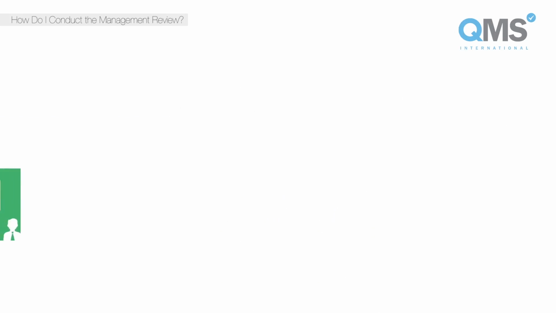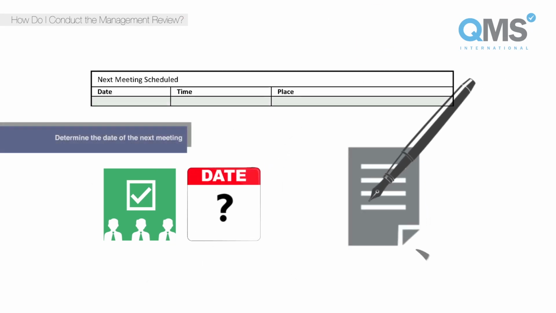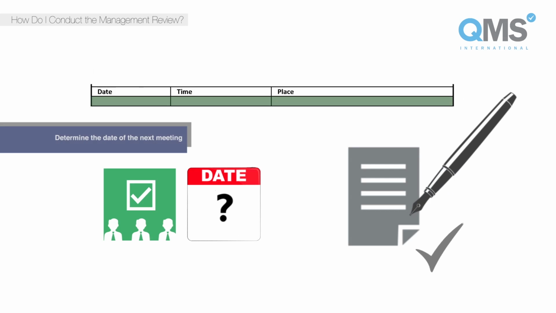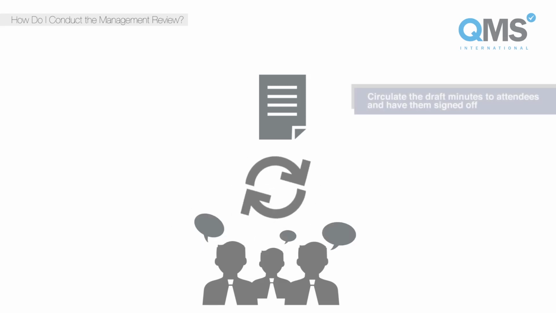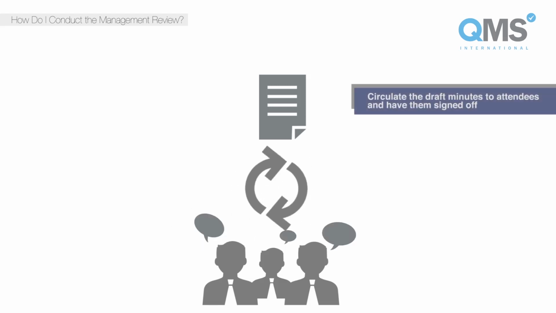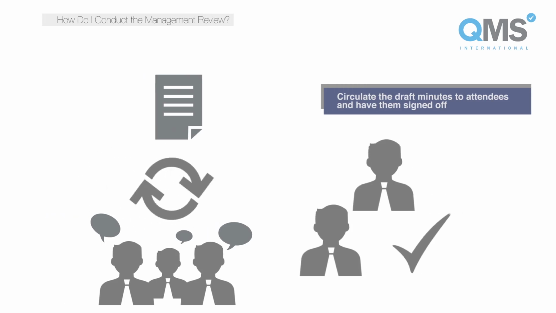Finally, you should determine the date of the next meeting, if possible to do so, and record this in the box at the end of the form. It's then normal for the draft minutes to be circulated to the attendees for comment, in case anything has been missed or misinterpreted, then signed off by a director and the quality manager. You can choose different signatories if you prefer.